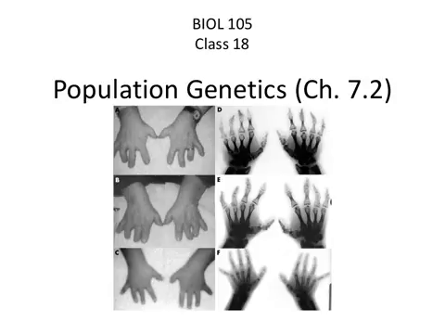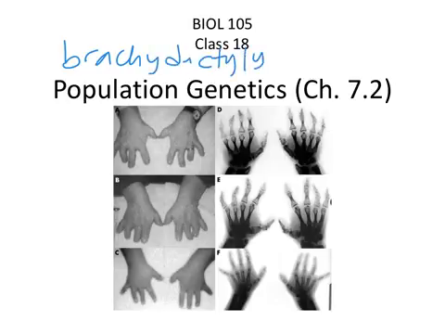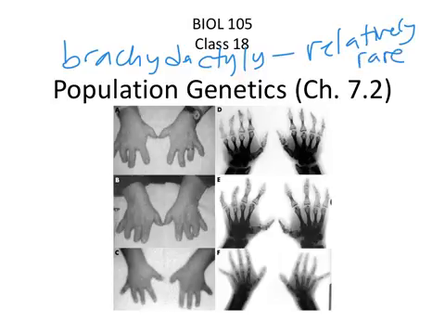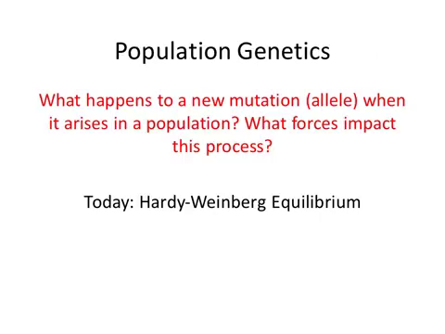So it's a relatively rare human disorder. So we've got Brachydactyly. And I'm going to tell you something today that will probably be shocking about the transmission pattern of this disease if you don't know about it already. So we're going to talk a little bit about this, sort of a case in population genetics.